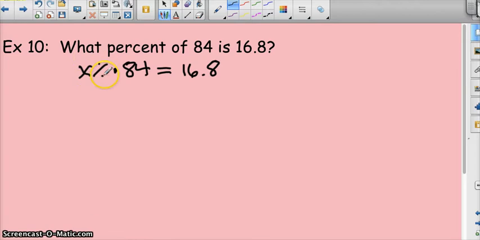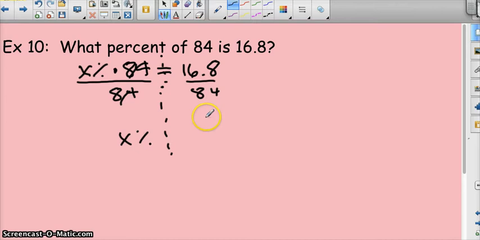If we want to get x by itself, we get rid of the 84 here, because the equal sign cuts the equation in half. So, if I want to get rid of the 84, this is times. The opposite of times is divide. I'm going to divide by 84 on both sides. When I divide by 84 on the left-hand side, I'm left with x percent. On the right-hand side, that turns into 0.2.